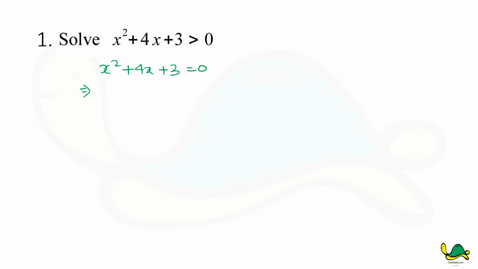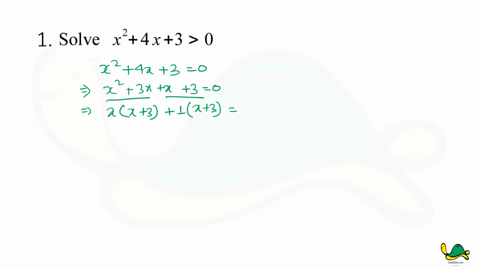So a times c is 3, and we can rewrite this 4x as 3x plus x, plus 3 equal to 0. Now we will group them, so take x out, so I will have x plus 3, and from here I can take 1 common. 1 is the HCF of x and 3. There is no other number, so you can take 1, and you have got x plus 3 here, x plus 3 here, so we'll group these two together. So I will have x plus 1 times x plus 3 is equal to 0.